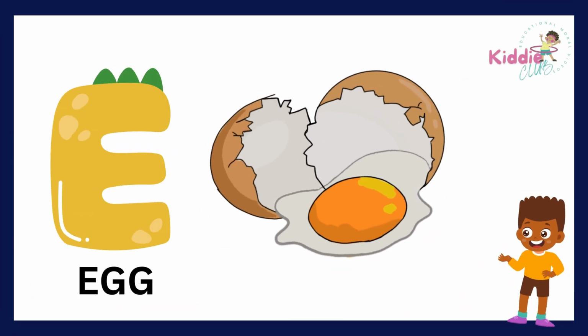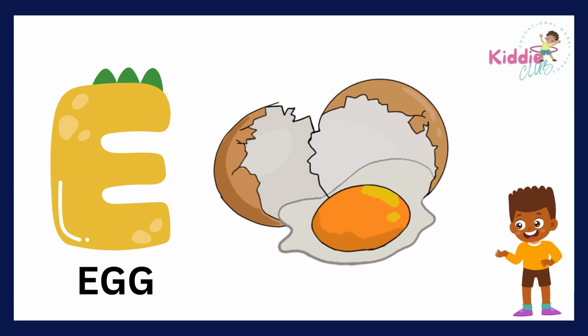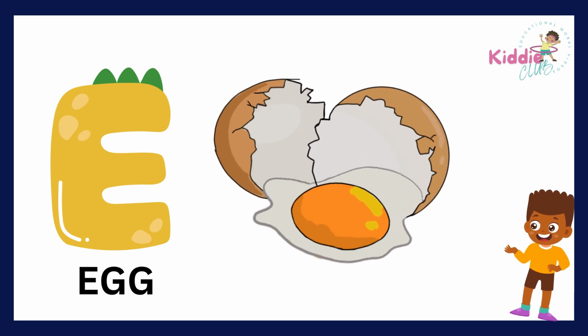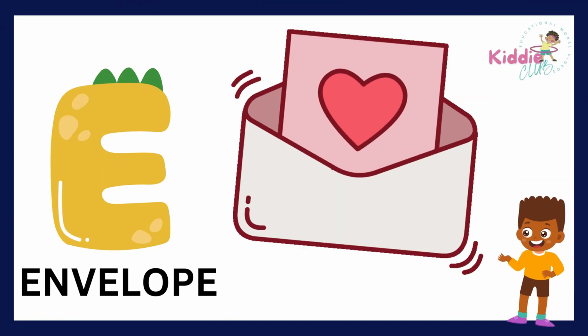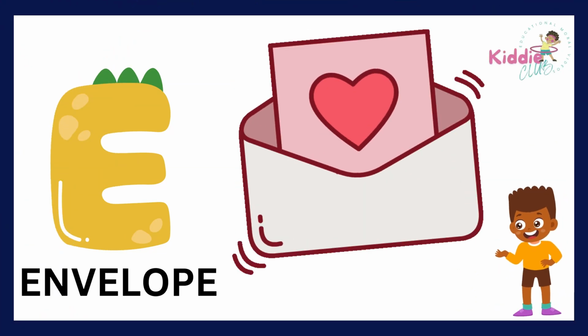E is also for egg. Can you say egg with me? Egg. Look at that envelope. E is for envelope. Let's say it together.